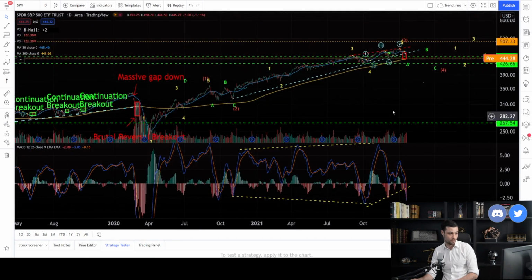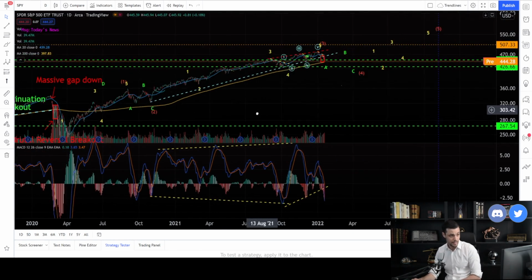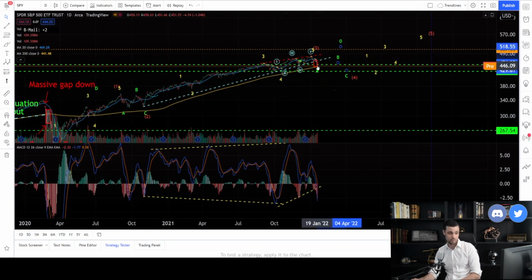The second corrective wave was a flat, as you can see here, A, B, C in September and October, November 20. So we can expect a zigzag, because usually when you have a flat in the second wave, you have a zigzag in the fourth wave. That's a rule that Elliott had identified a long time ago already. So I think we're in the A wave of this zigzag.